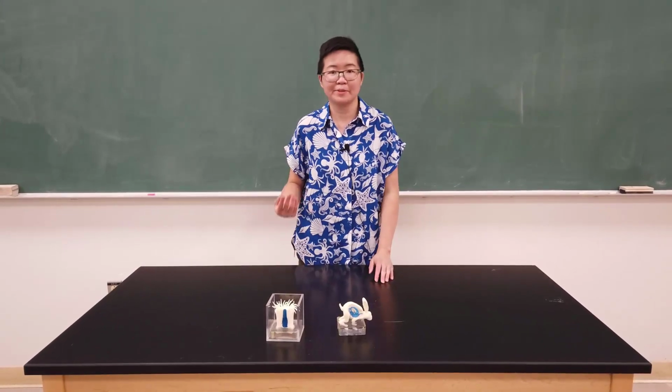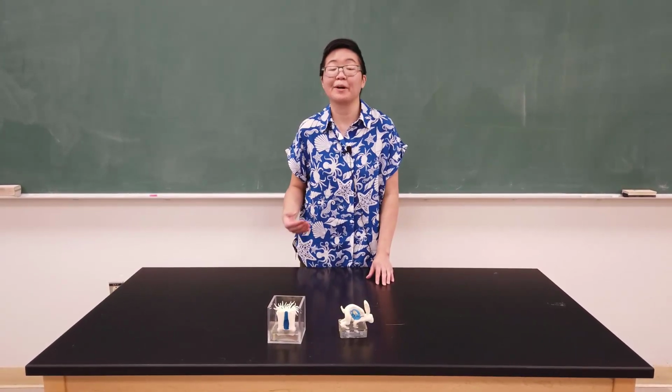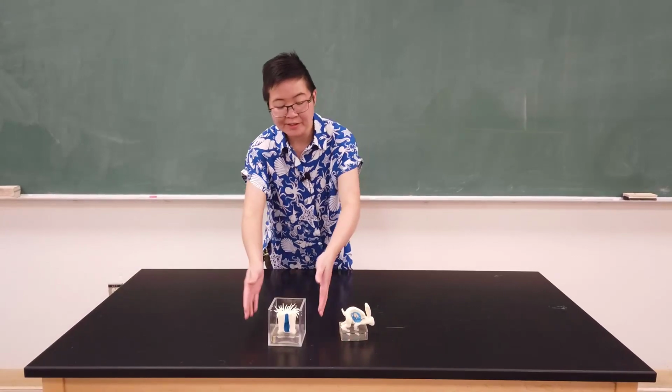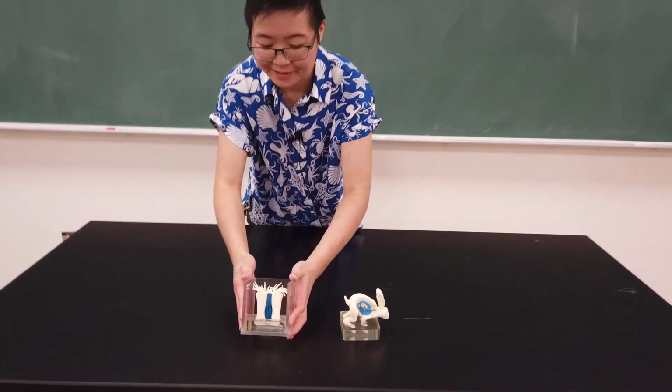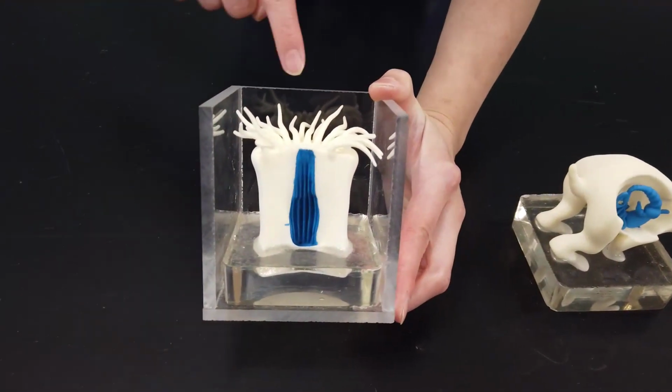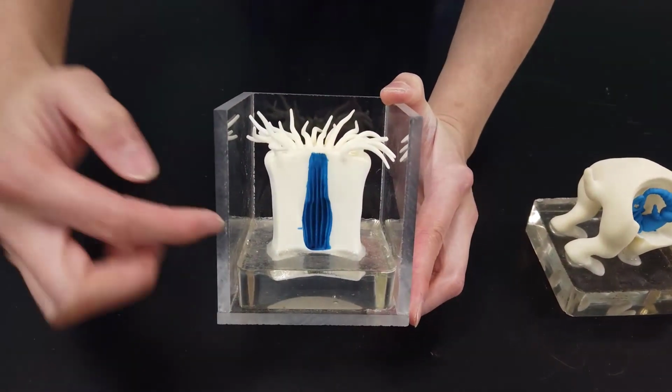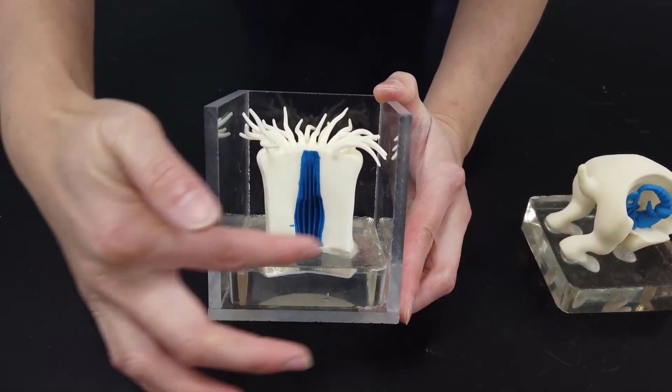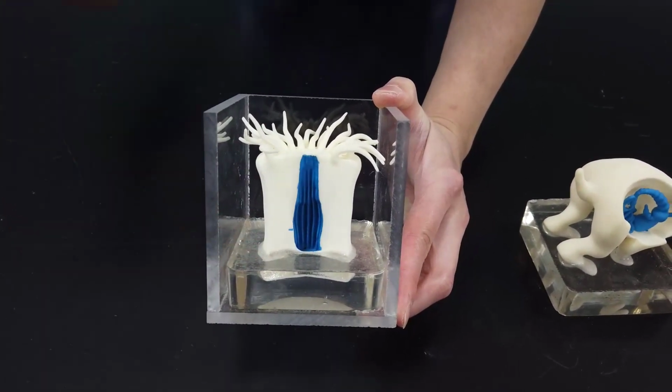So there are two types of digestive systems. We're going to talk about a two-way gut system first. So let's look at our sea anemone model over here. In our sea anemone model, food enters through this hole, is digested in the digestive cavity, and waste exits out the same hole.